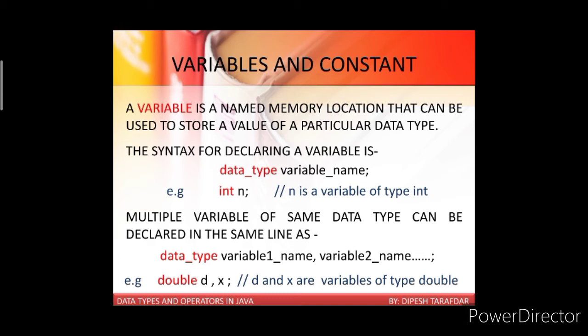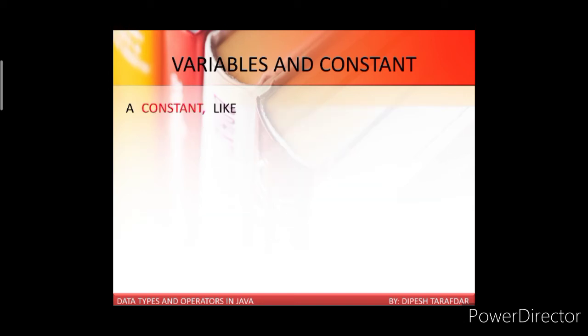Similarly, if you want to declare multiple variables of the same data type, you can do it in the same line, separating them by comma. So one example is here, double d comma x, where there are two variables d and x of type double that have been created. Next, we'll see what is a constant.